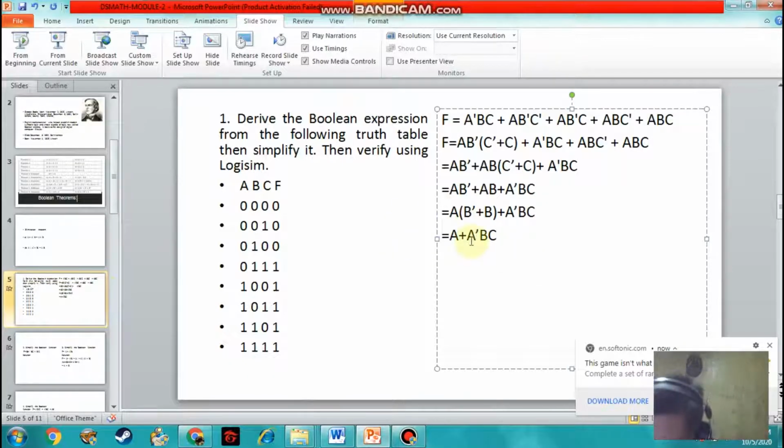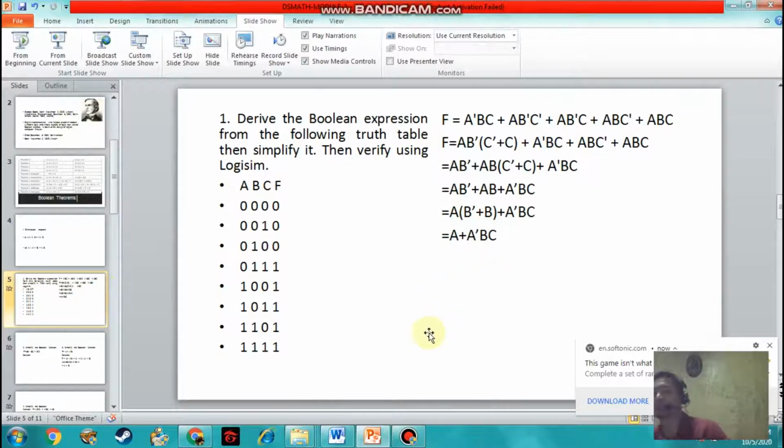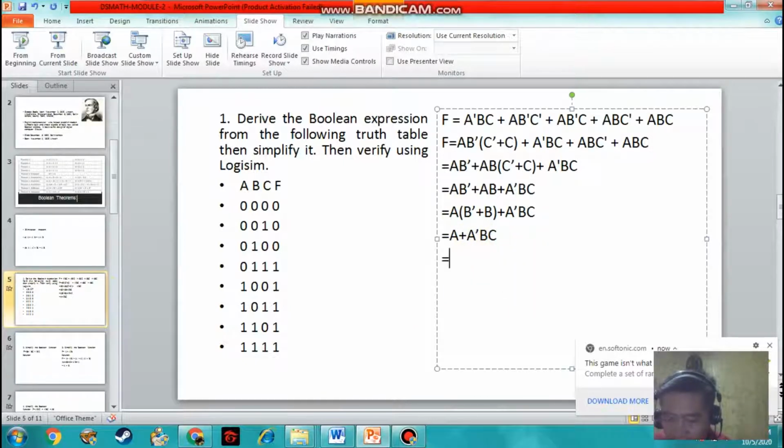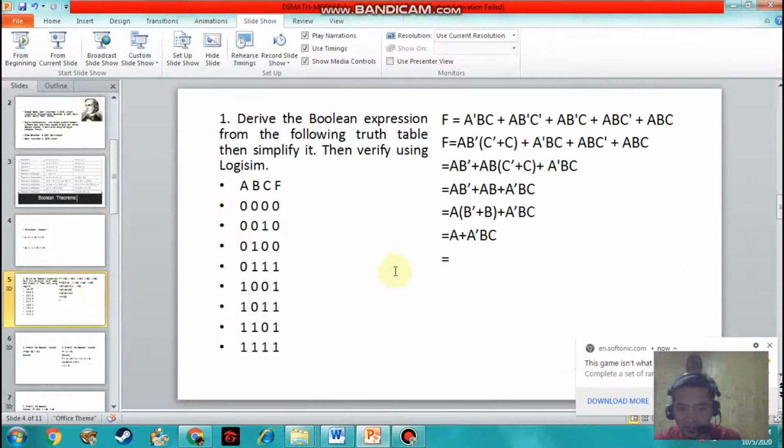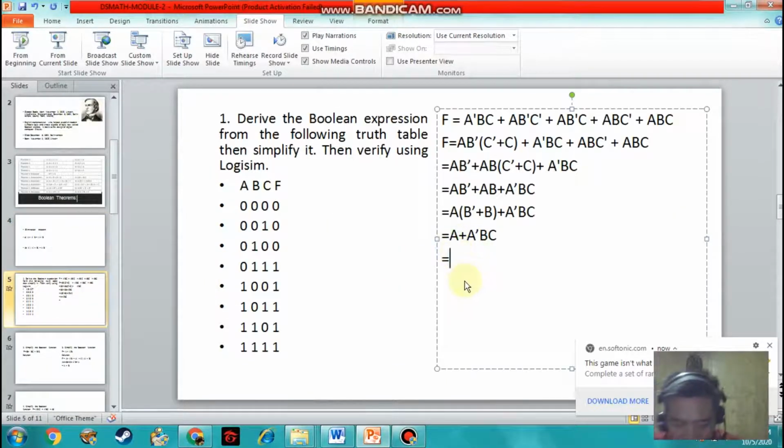Familiar. Kapag A tapos A prime yung katabi, elimination na yan. So, balikan natin si elimination rule. Ayan o, A tsaka A prime tapos yung katabi. Ang mangyayari, yung A na lang, tapos plus yung katabi, B. Okay? Klaro yun. So, meron tayong to, A na lang, plus yung katabi. Ano yung katabi? BC. O, tapos na. So, ayan ang sagot natin.